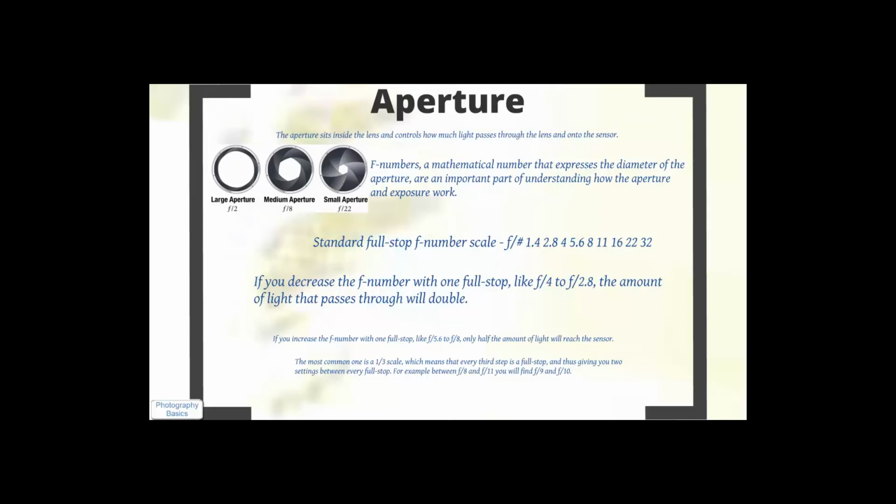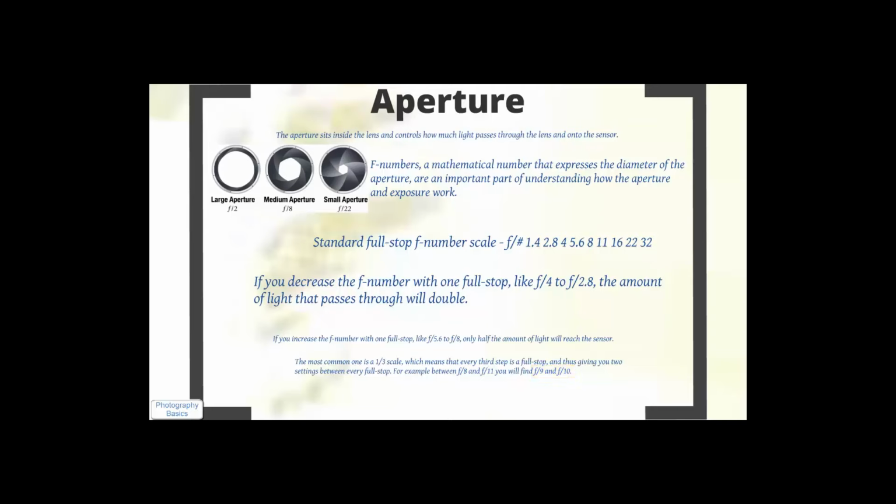There can be several f numbers between these, depending on what scale is being used. The most common one is the 1/3 scale, which means that every third step is one full step, thus giving you two settings between every full stop. For example, between f/8 and f/11, you will get f/9 and f/10.